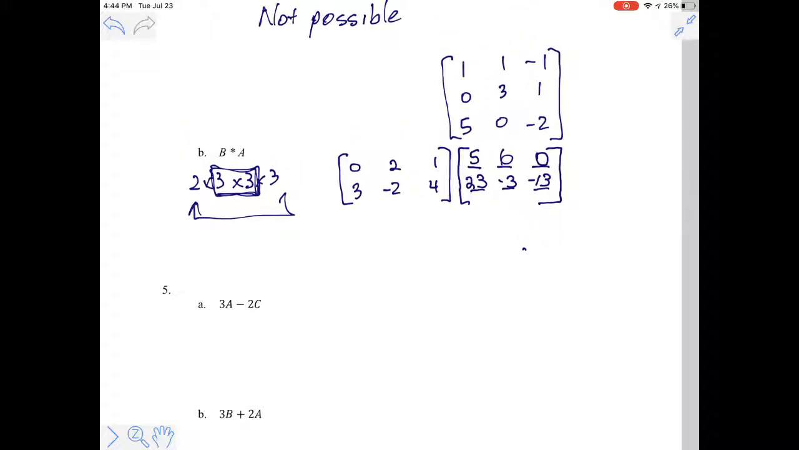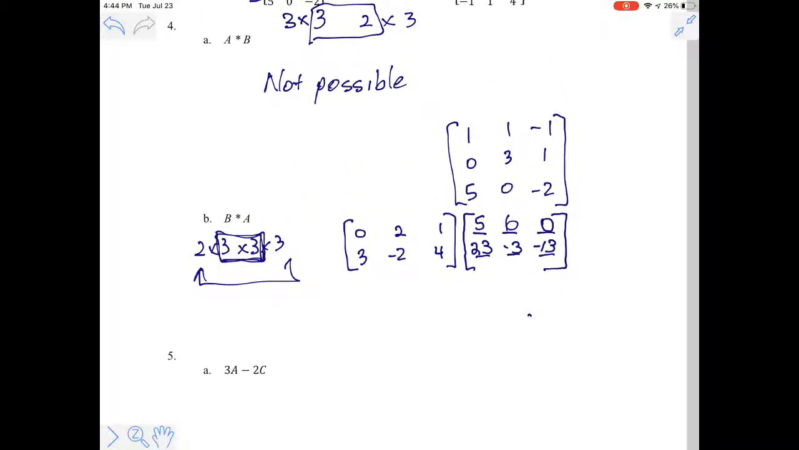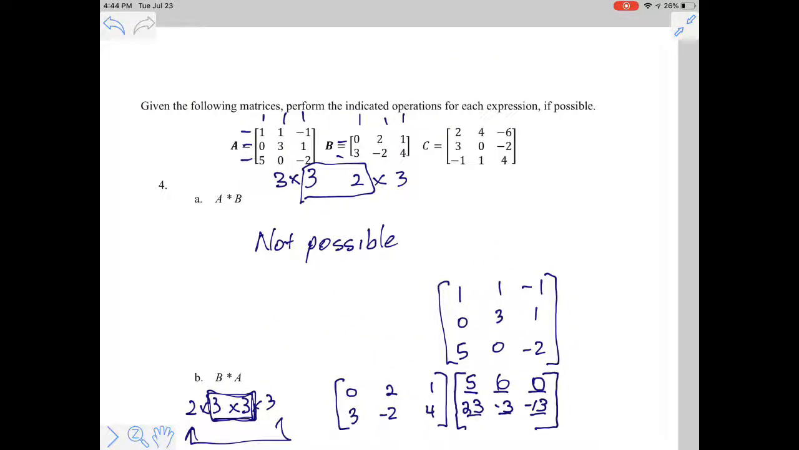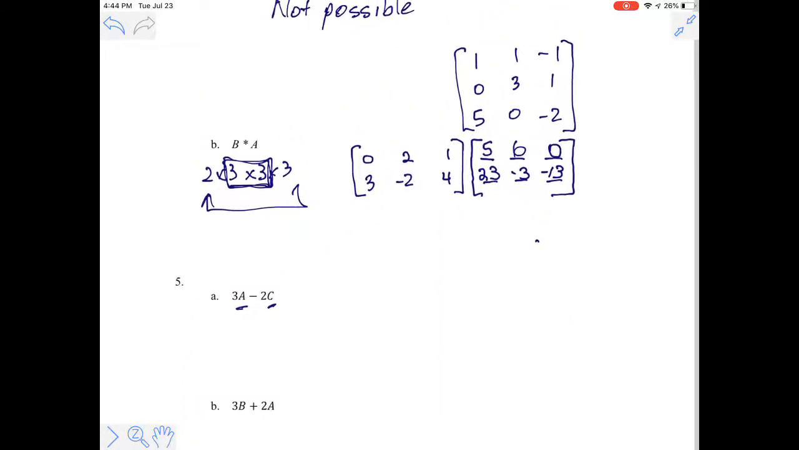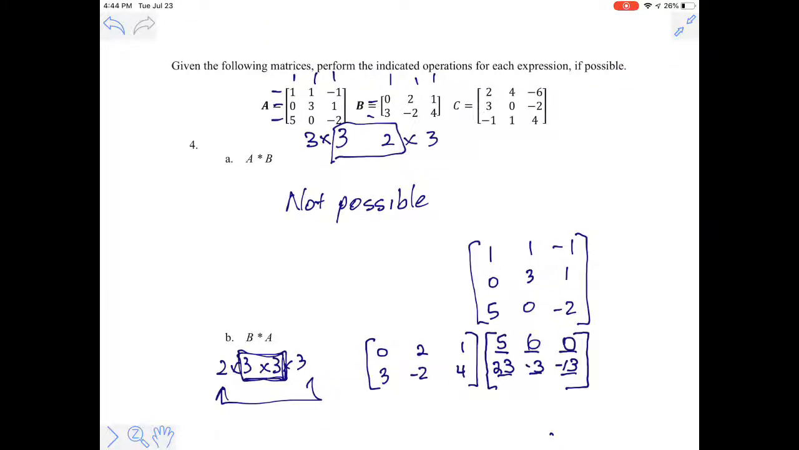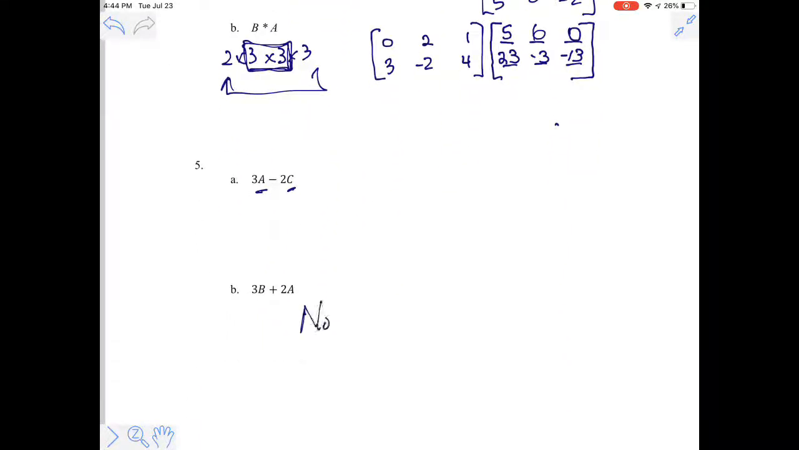Yeah, it's B. So remember, to add or subtract matrices, they have to be the exact same size. So if we look at matrix A and matrix C, matrix A is a 3 by 3, matrix C is a 3 by 3. So that one will work. But part B, if I wanted to add B plus A, that's not going to work. They're not the same size. So that one's not possible.